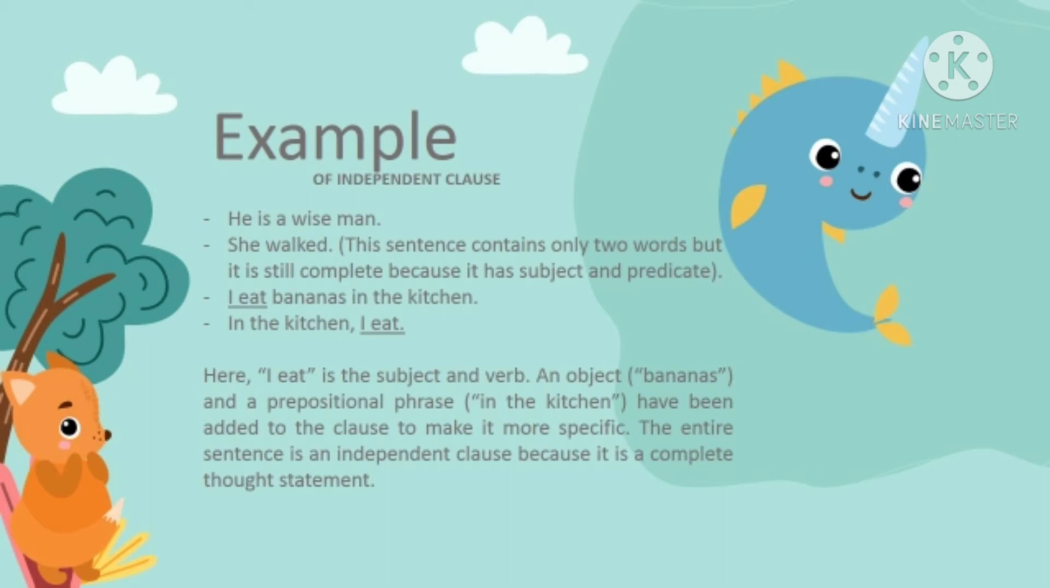Kemudian I eat bananas in the kitchen. Here, I eat is the subject and verb, the object is the bananas, and the prepositional phrase is in the kitchen. So, a prepositional phrase is added to the clause to make it more specific.